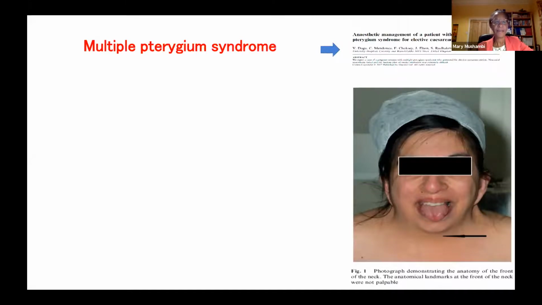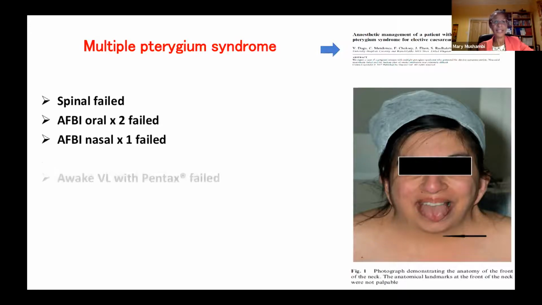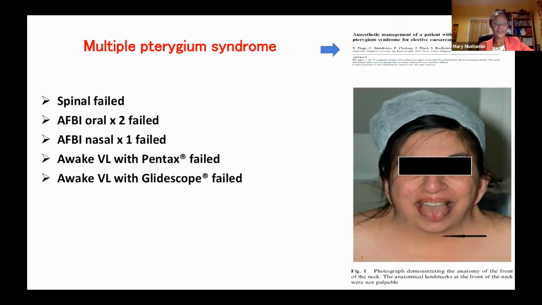So this is what happened on the day. They tried a spinal, it failed. They tried oral awake fiber optic intubation, failed. Nasal, failed. Awake video laryngoscope with a Pentax, it failed. Awake video laryngoscope with the GlideScope failed, and eventually, with different positioning of the patient, they managed to succeed with an awake fiber optic intubation.